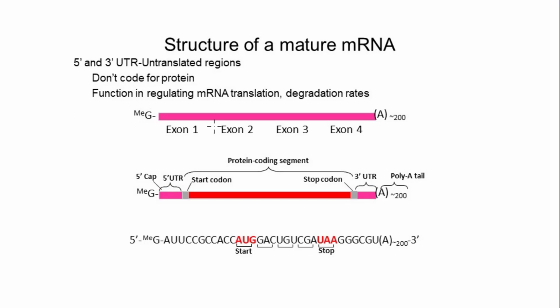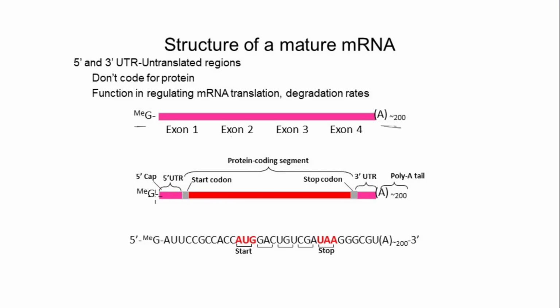Remember our example mature, fully processed mRNA from the transcription video? We saw that mRNA gets a 5' cap added on, as well as a 3' poly-A tail, and 4 exons spliced together, removing 3 introns. The part of the mRNA that will be read to build a protein is only this portion indicated in red.